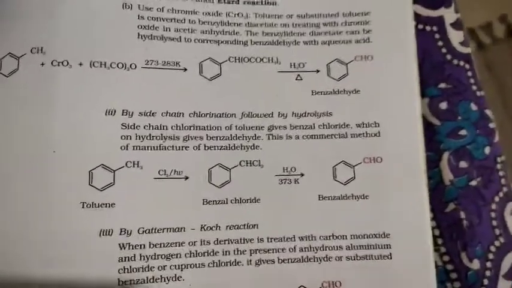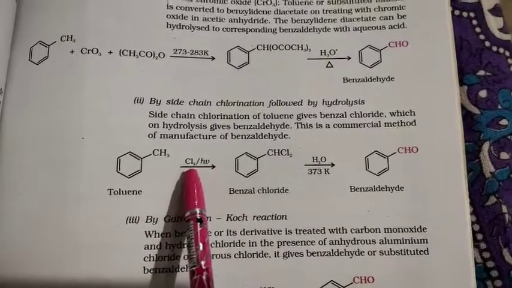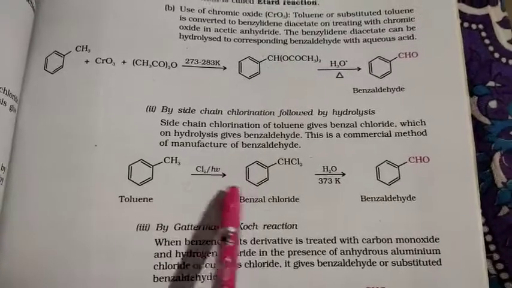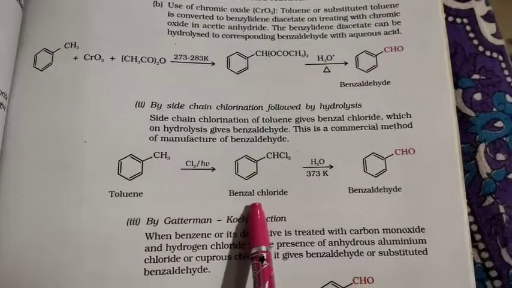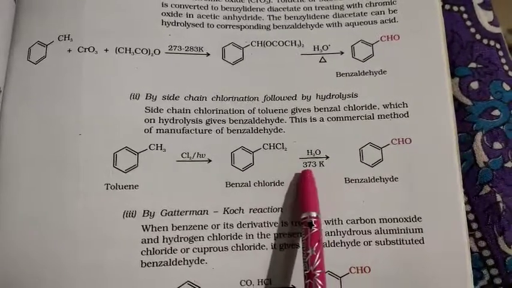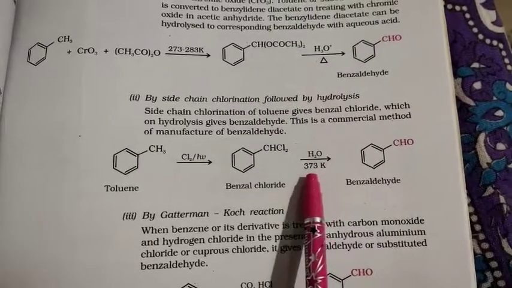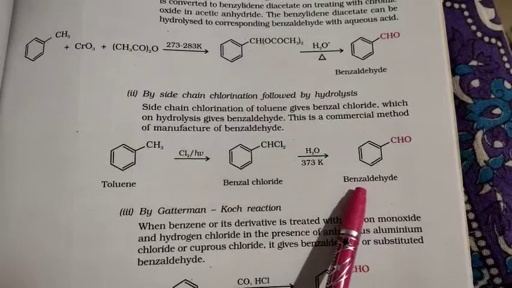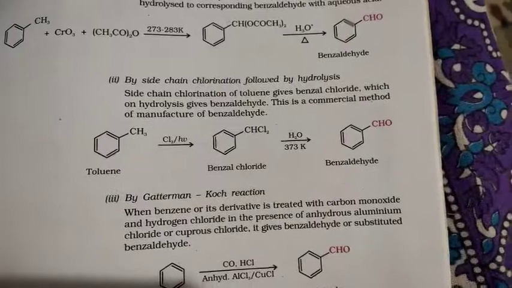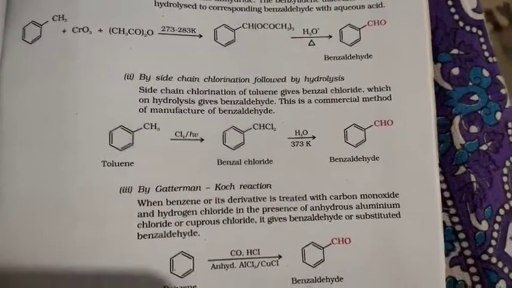Another way is by using toluene in the presence of chlorine and hv, which means light, sunlight, okay? Using sunlight, we can convert the toluene into benzyl chloride, which is C6H5CHCl2, and then we hydrolyze it, or react it with water at a temperature of 373 Kelvin, and we will get benzaldehyde. So the aromatic structure is intact, only the CH3 group is changing here. That thing you have to keep in mind.